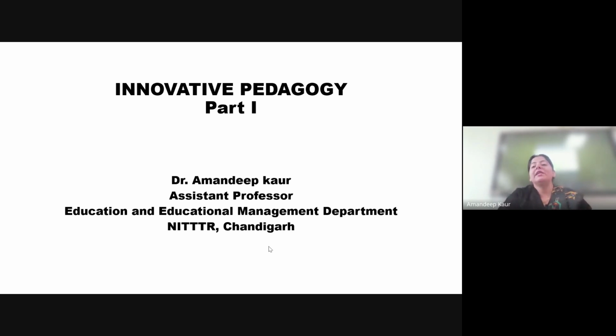As far as the literature in the field of pedagogy is concerned, it is said that there are 101 teaching methods available. It depends upon the comfort and choice of the teacher, the level of the student, and the nature of the subject: what teaching method or pedagogical approach is more appropriate for you as a teacher when selecting among the different approaches. With this note, we are going to start our session on pedagogy.